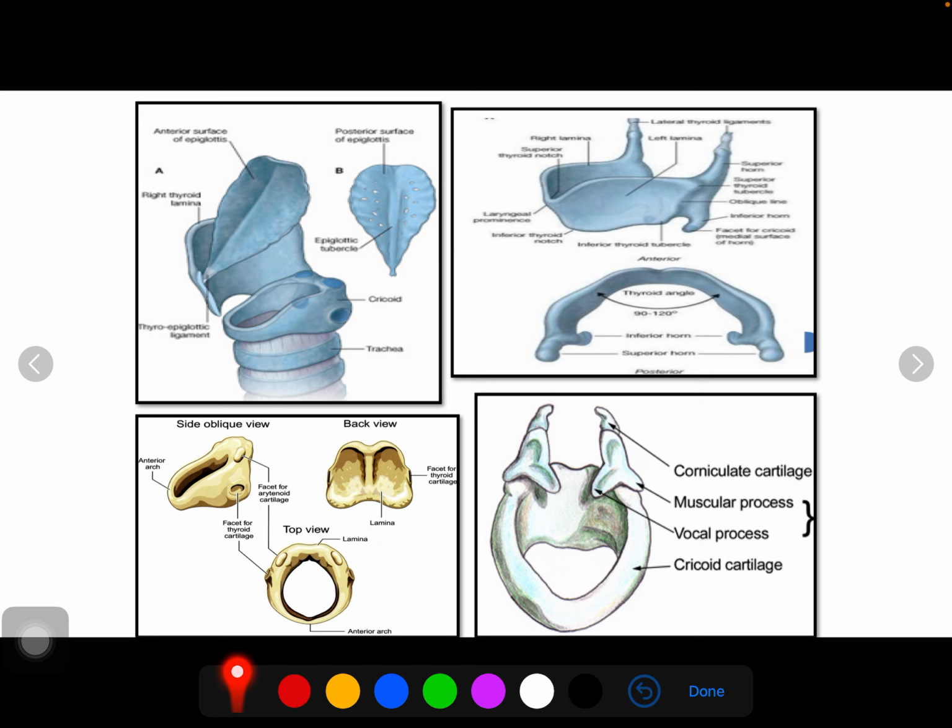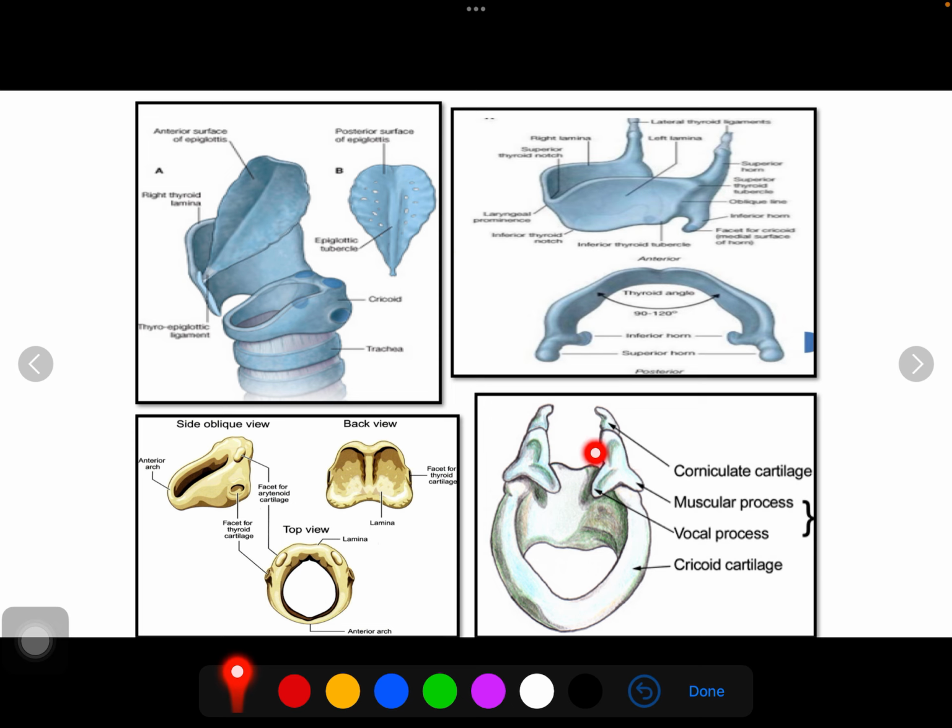Then the attachments of the arytenoid cartilage. The apex gives attachment to the aryepiglottic fold, which contains the aryepiglottic muscle. The muscular process projects laterally and gives attachment to both the lateral and posterior cricoarytenoid muscles. The vocal process projects anteriorly and gives attachment to the vocal ligament and vestibular ligament. The anterolateral surface gives attachment to the thyroarytenoid and vocalis muscles.